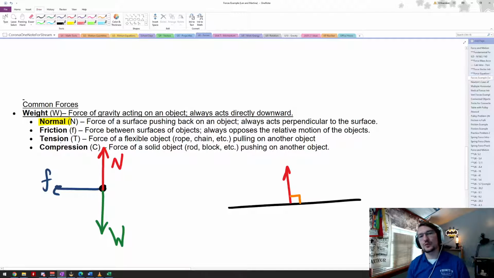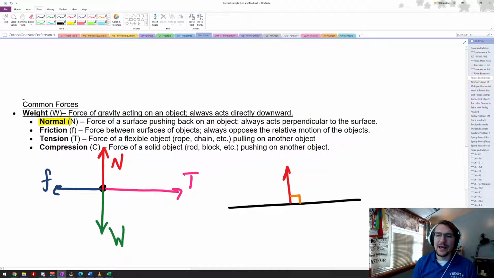Tension is something that a rope or a chain would have. You can only pull with a tension. So maybe we've got a rope here pulling an object like this. That's a tension. And then the last thing we have is what's known as a compression force. So if you're pushing a box forward, we could call this compression force. Sometimes people use the letter C for that. I will often just say this is the letter F. It's just a force. Okay, but all of these here are just forces.